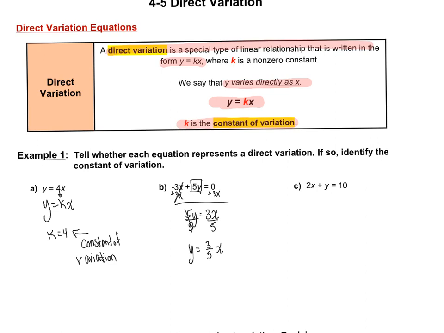So tell whether it represents a direct variation. Yes, it does, because it can be written in the form y equals kx. And identify the constant of variation. K equals 3 over 5. So this is the constant of variation. 3 over 5 is the constant of variation.